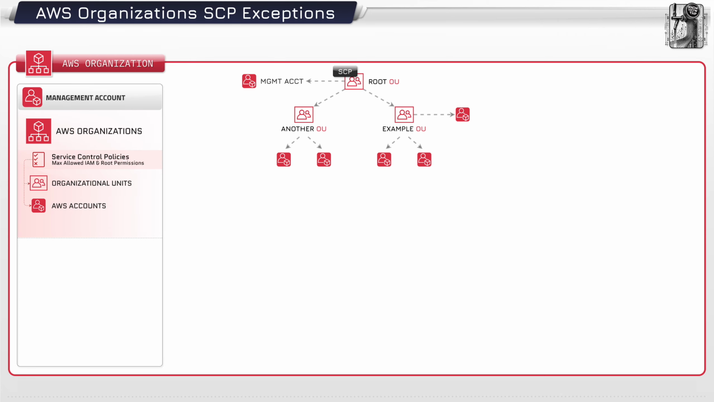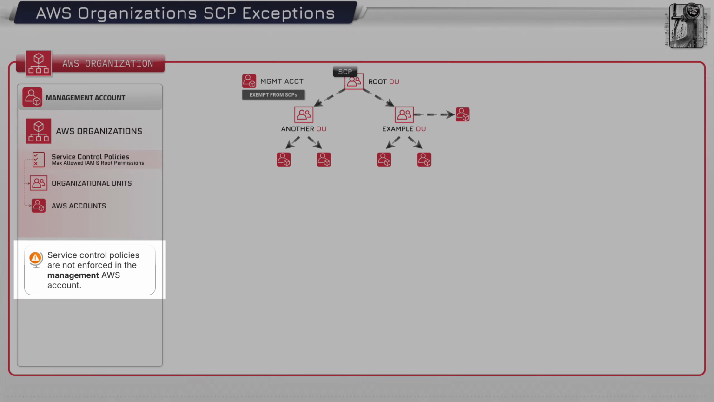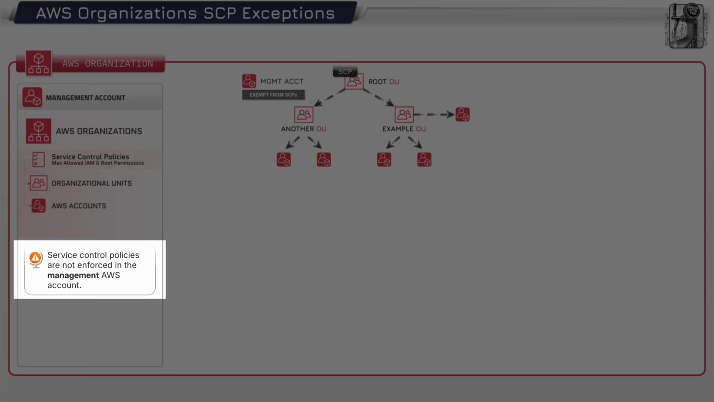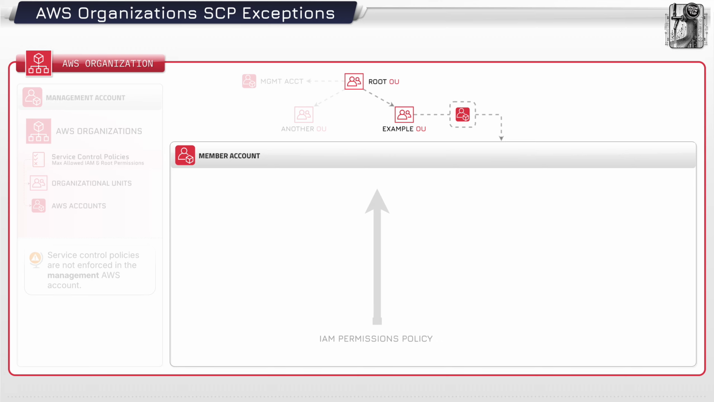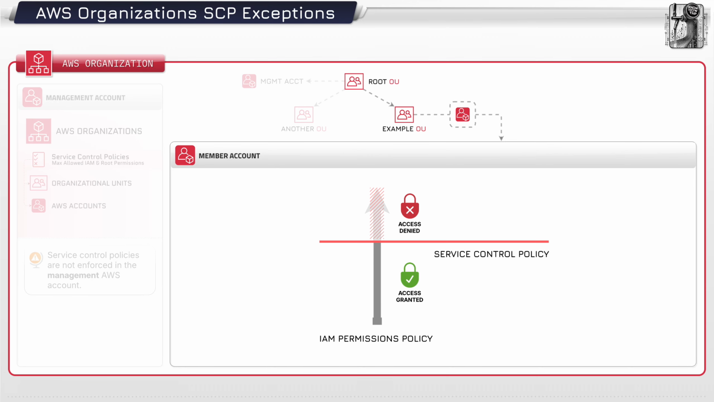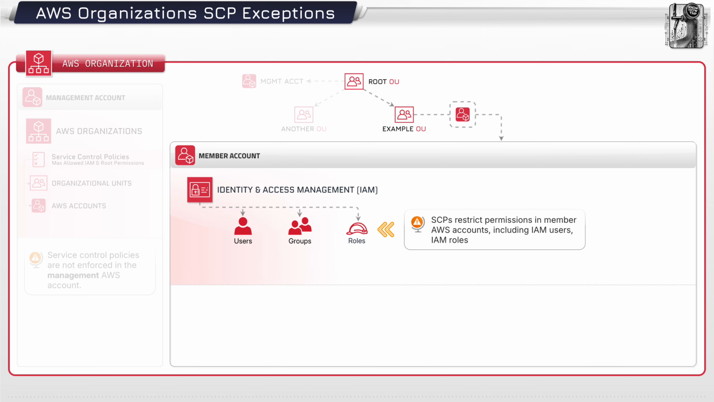Service control policies are not enforced on the management account, even if they're attached directly to it or to OUs above it. Next, let's talk about service-linked roles. Quick reminder, service control policies set a ceiling on what IAM users and roles can do inside of an AWS account. Another important identity is the root user. That's the one you sign in with using an email address.